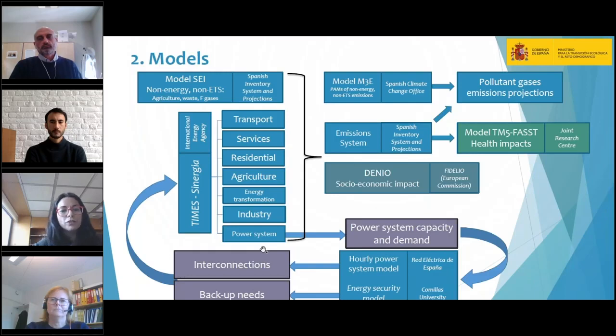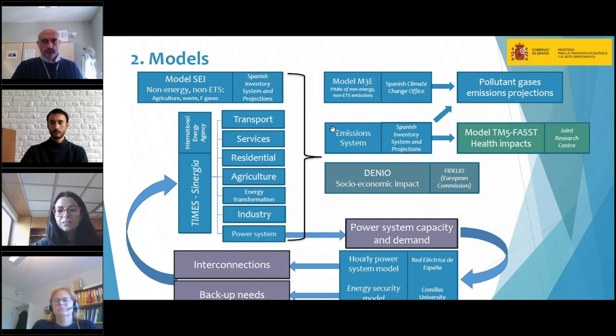Apart from that, we use another model to project all the greenhouse gas emissions and other pollutant gases emissions. For this, we introduce the results of the model M3E, which is in the center of the slide, that provides us all the emissions that are not related to the energy sector. Following the methodology used in the Spanish inventory system, we have all the greenhouse gas and pollutant gases emissions projections for the whole Spanish system.